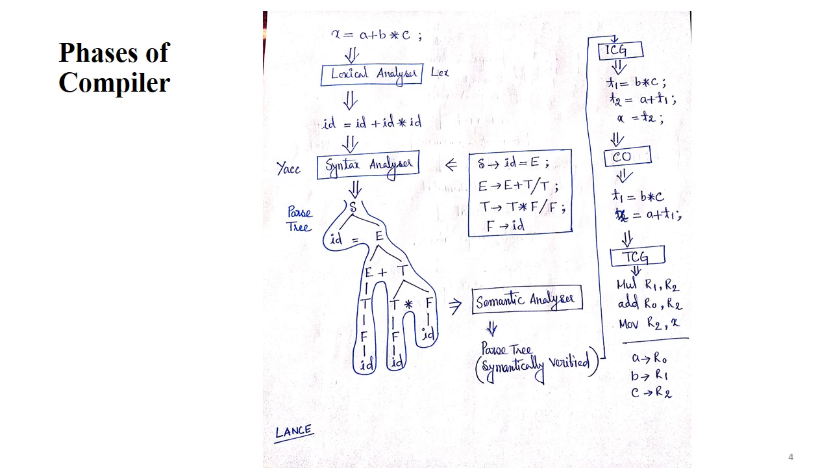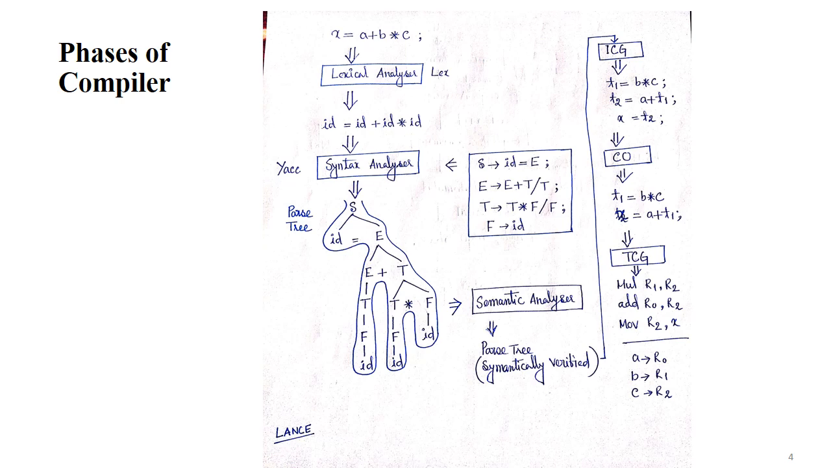So the main concern of this lecture is parse trees and parsers. In the syntax analyzer phase, the parse tree is generated with the help of context free grammars. Then this parse tree is fed to the semantic analyzer phase, where it is evaluated whether the parse tree is meaningful or not. That is why it is called a semantically verified parse tree.